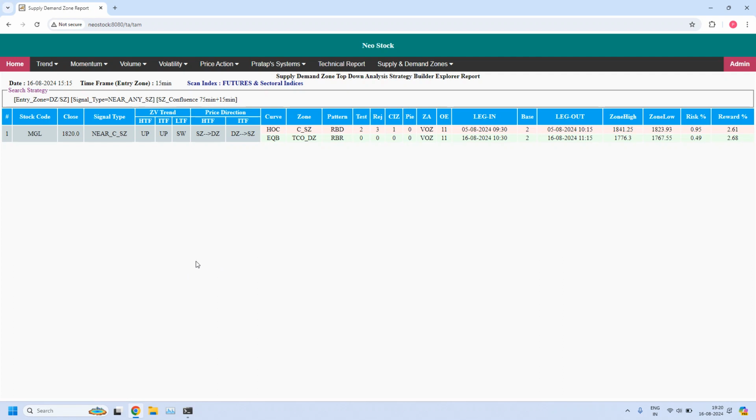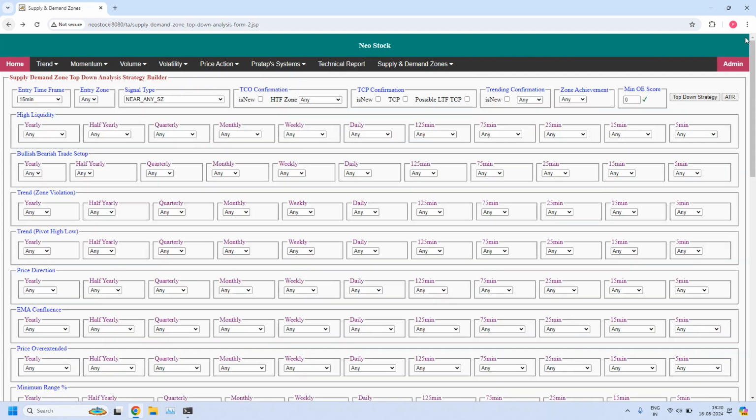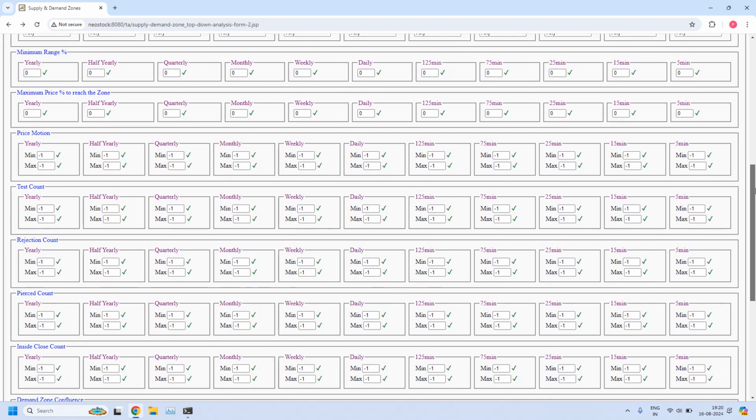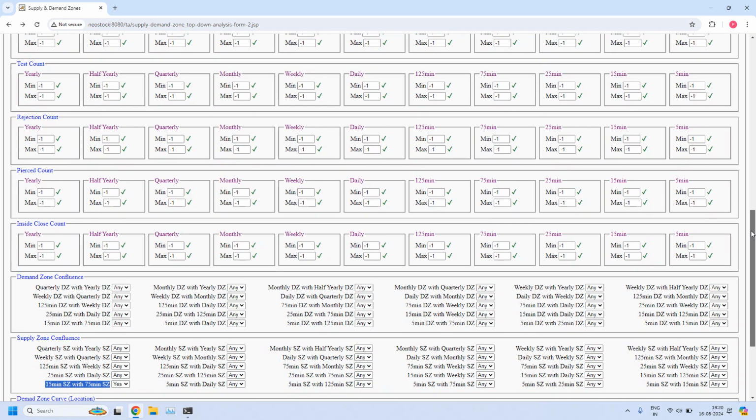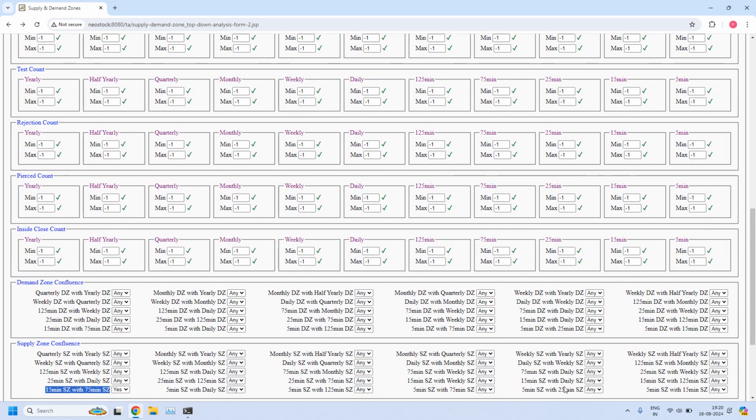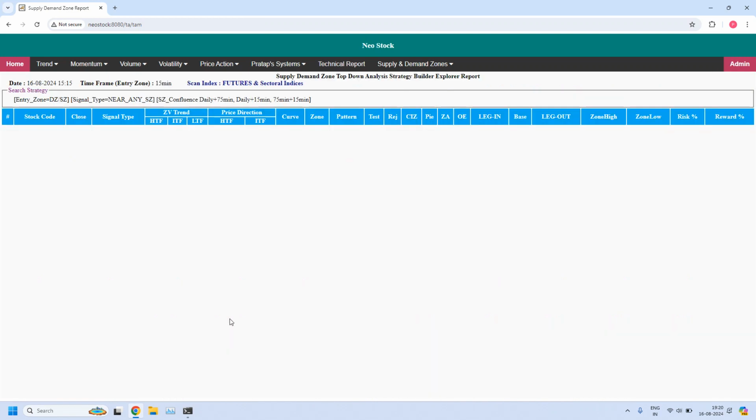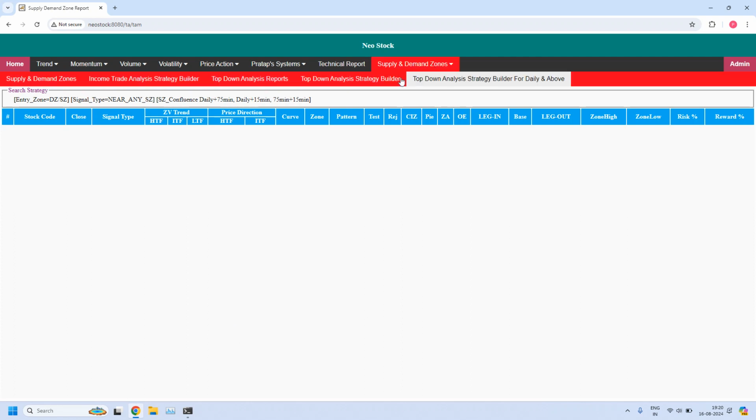Let's verify even if this is having confluence with HTF time frame. HTF is daily. So 15 minutes and 75 on daily. So 15 minutes supply zone with 75 minutes supply zone enabled, and also ITF and HTF confluence 75 and daily also enabled. That means LTF, ITF, HTF confluence we are looking. So the stock is supporting only ITF confluence, it didn't have HTF confluence. Fine.